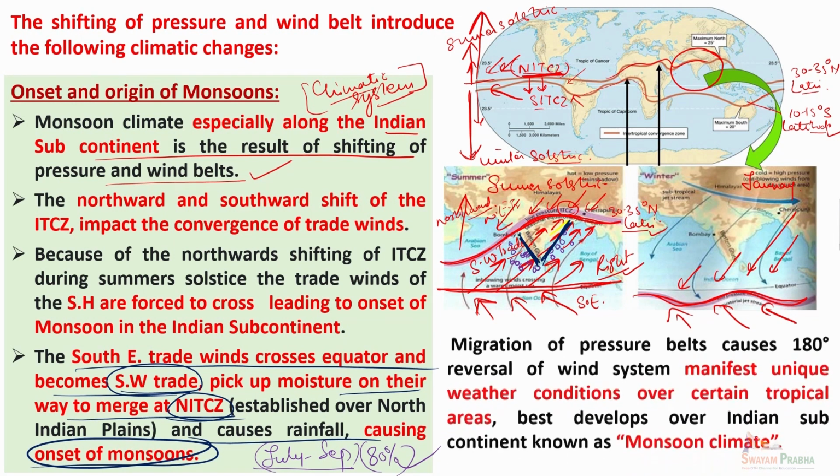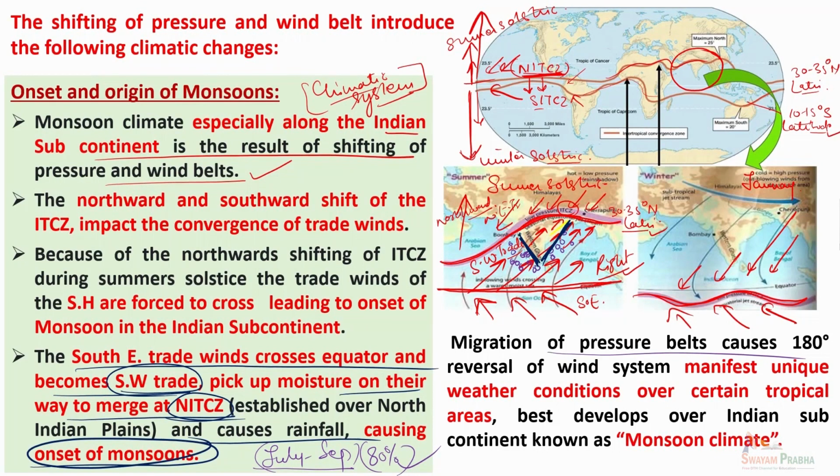Therefore, you can see that the migration of pressure belts leads to a 180-degree reversal of wind system in this particular zone of the tropical latitude, thus manifesting unique weather conditions which are best developed over the Indian subcontinent and known as the monsoon type of climate or simply monsoons. So the monsoon type of climate is one of the best examples of how shifting of pressure belts can lead to a 180-degree reversal of wind system, creating a very unique type of environment, a unique type of weather system.